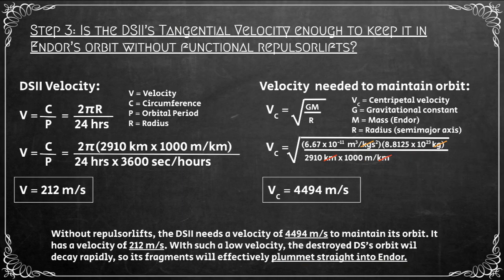Okay, so now we want to know if the Death Star can maintain its orbit without the aid of repulsor lifts. The Death Star is currently traveling at a tangential speed of 212 meters per second. By plugging known variables into an equation to find the needed orbital velocity, we can find that the DS2 needs a velocity of 4,494 meters per second to maintain orbit. With such a low velocity, the destroyed Death Star 2's orbit will decay rapidly, so its fragments will effectively plummet straight into Endor.